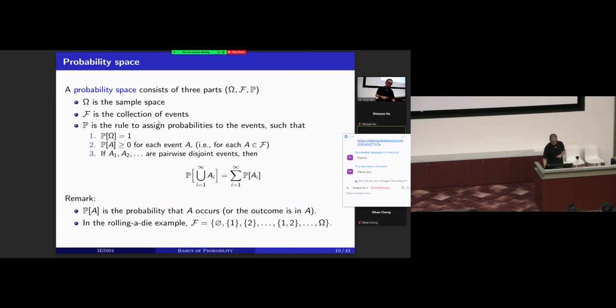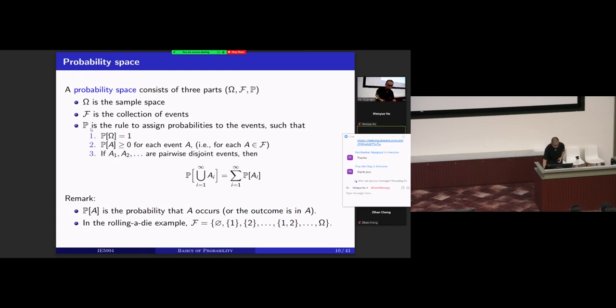The second thing is this F. It's called a collection of events. Why do we need to introduce this? Because, as I explained, we only define probability over events, over sets of outcomes, right? So we need stuff over which we can define probability. We organize such things together, where each thing is just an event. This F is just a collection of events. We use the sample space to create a lot of events, collect all the events together, and then we define probability over such events.